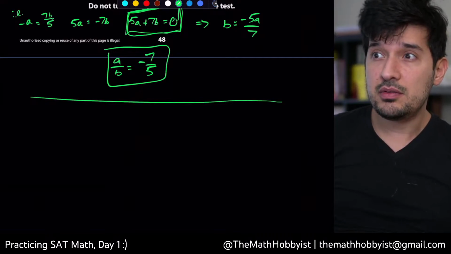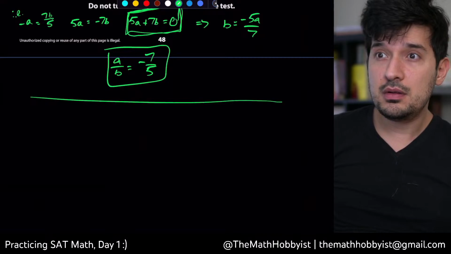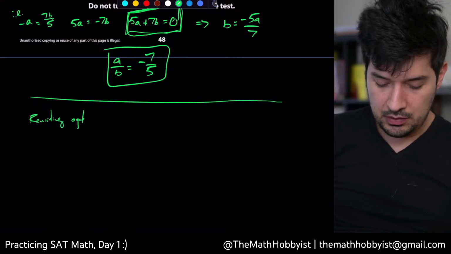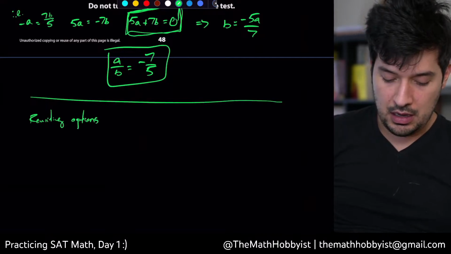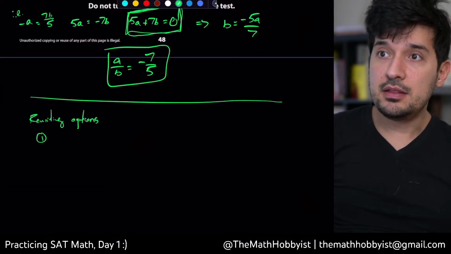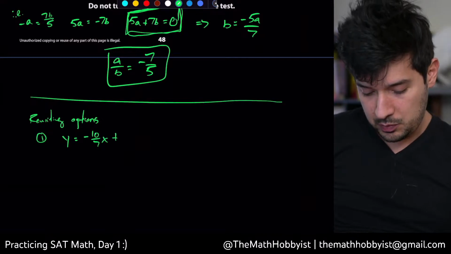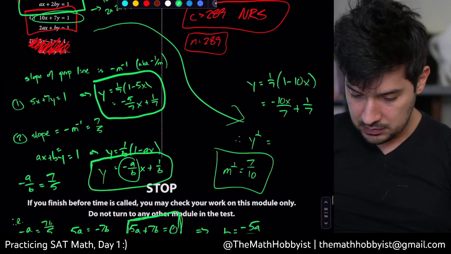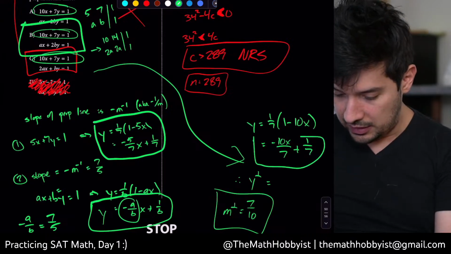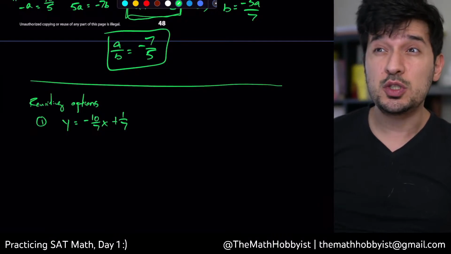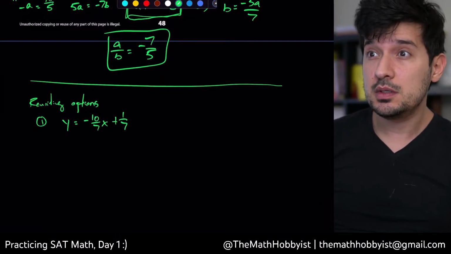So it says rewriting the options, and they did the first thing that I did, negative 10 over 7 x plus 1/7. I found that, negative 10x over 7 plus 1/7. I found that exact same thing. So we were so close. We were so close.